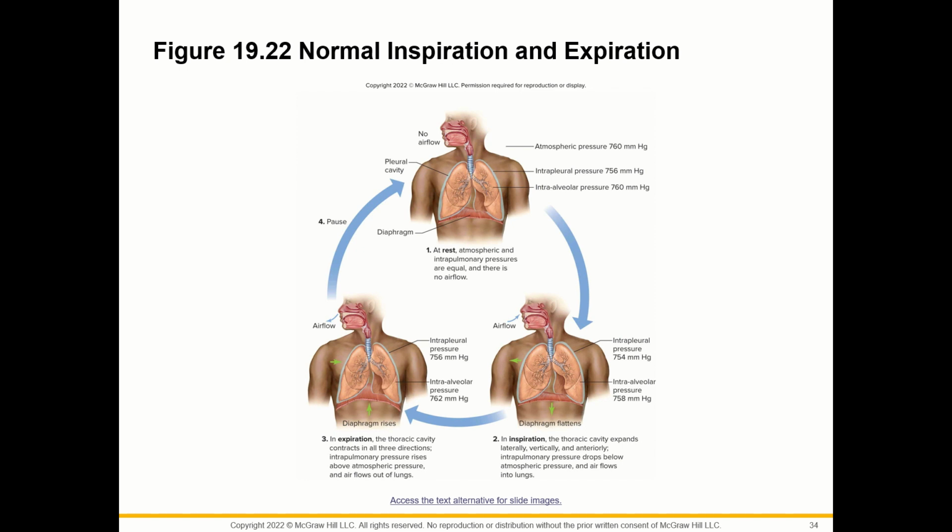All right, so here is normal inspiration and expiration. So you can read through that. We can see that at rest, up here, number 1, we're at equal pressure. Inhalation, diaphragm is flattening. The rib cage is expanding. The intrapleural pressure and the intraalveolar pressure are now lower than the atmospheric pressure, and air rushes in. And then during expiration, the thoracic cavity contracts in all 3 directions, and that causes the intrapulmonary pressure to rise, and that moves the air out of the lungs.